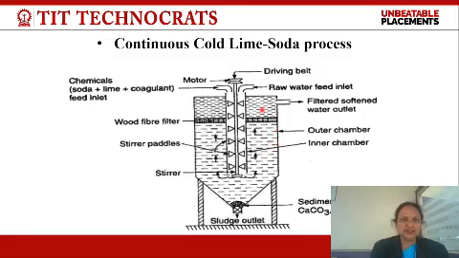If we talk about the process, from this inlet we feed the raw water into this reaction chamber, and from this inlet we feed the chemicals, lime, soda, and coagulant, into this chamber. It is connected with a stirrer, which is connected with a motor and driving belt. When we mix chemical and raw water in this center part, the reaction is performed, and the stirrer continuously stirs the solution and mixes both the chemical and water.